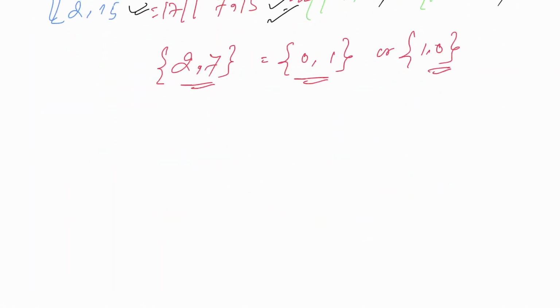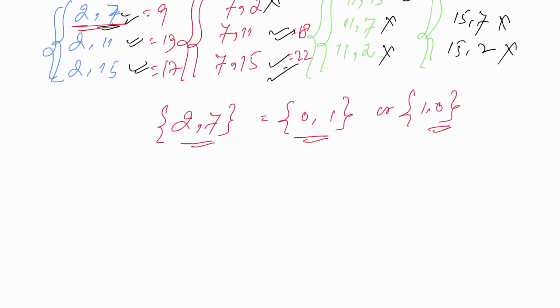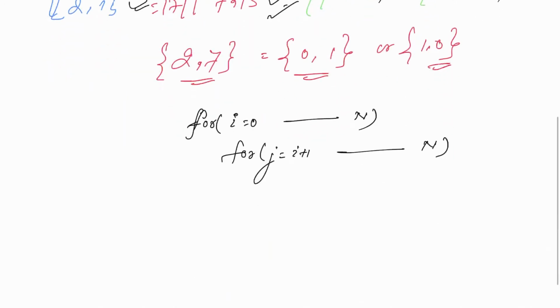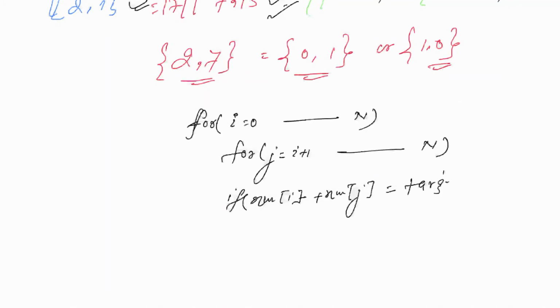So how are we going to write this code? We write a for loop with i equal to 0 to n, where n is the size of the array. Another loop with j starts from i plus 1 to n, and if nums of i plus nums of j is equal to target, we got the result.